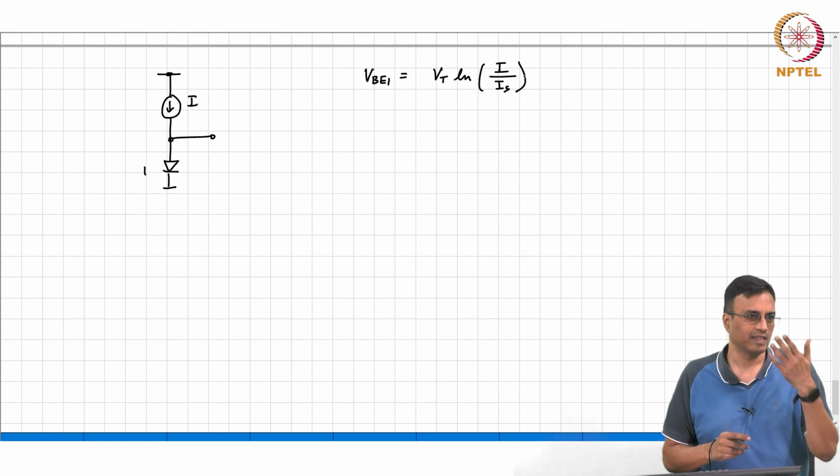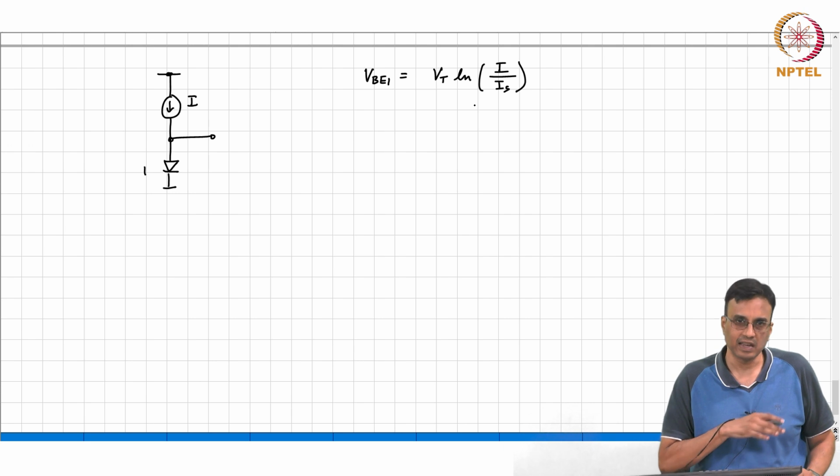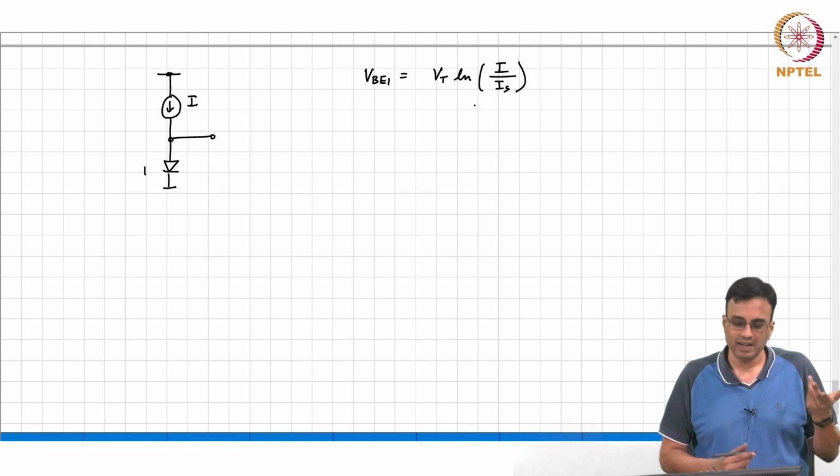Yeah, it basically is exponential, I believe, right? So IS increases with temperature, and that's in the denominator. So, what comment can you make about VBE? For a given I, if IS increases exponentially with temperature, what comment can you make about VBE1? It decreases with temperature.